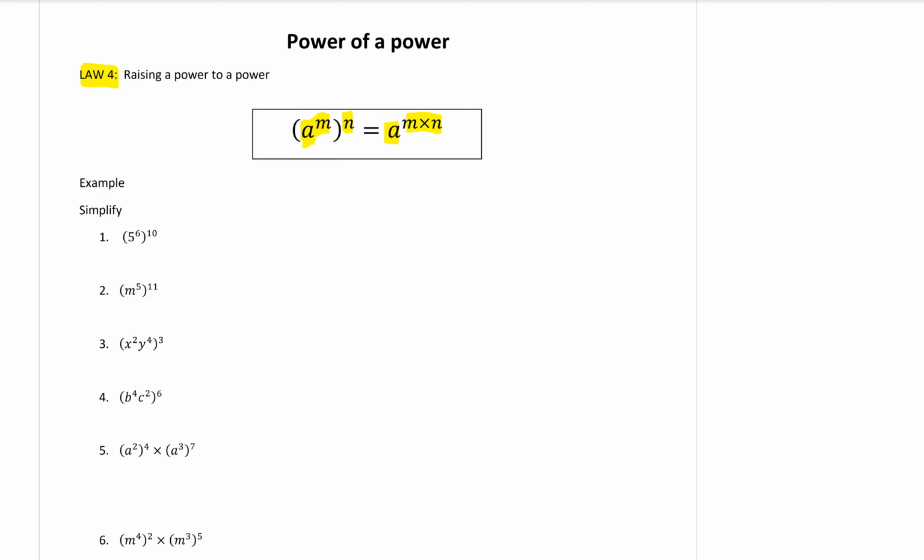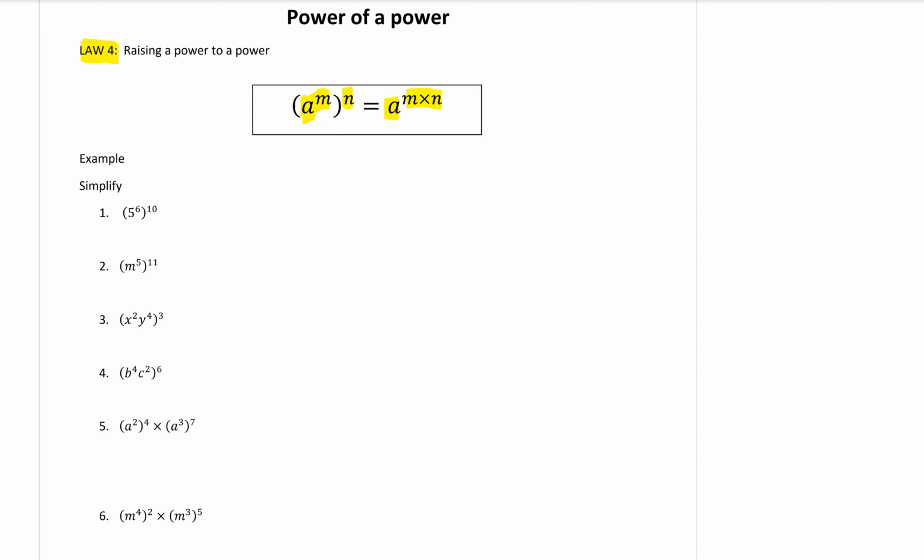m times n. What you'll find with all the laws that we are learning, it's important that you don't get them mixed up. So be very careful with that. Make yourself some notes on your reference sheet. Don't get your rules mixed up, please. So example number 1, using my power of a power rule.